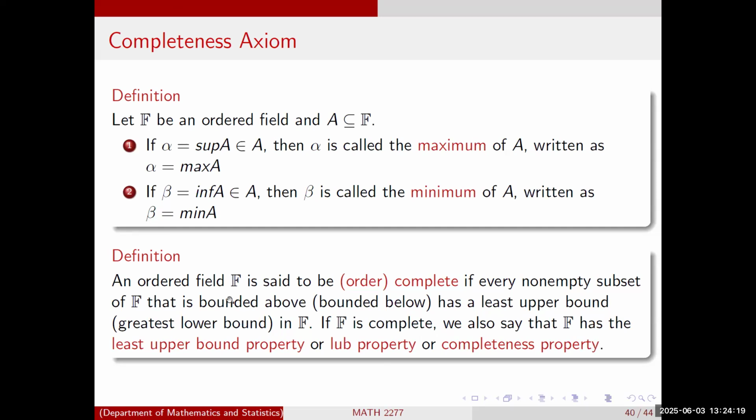So what is it saying? It's saying that an ordered field is order complete if every non-empty subset that is bounded above has a supremum, and if every non-empty subset that is bounded below has an infimum. In other words, if you live in an order complete field, and you tell me you have a set that is bounded above, I know it has a supremum. The supremum exists. If you tell me you have a set that is bounded below, I know the infimum exists, right?